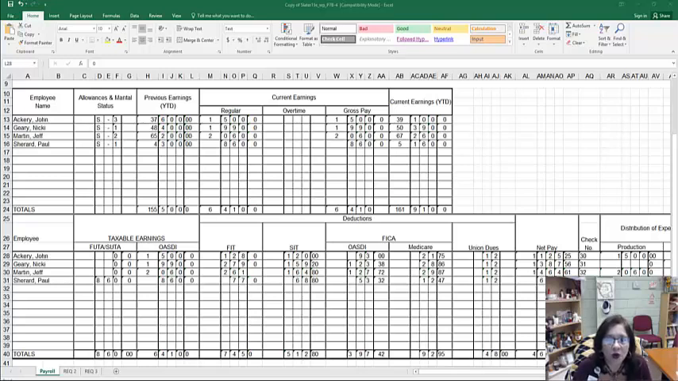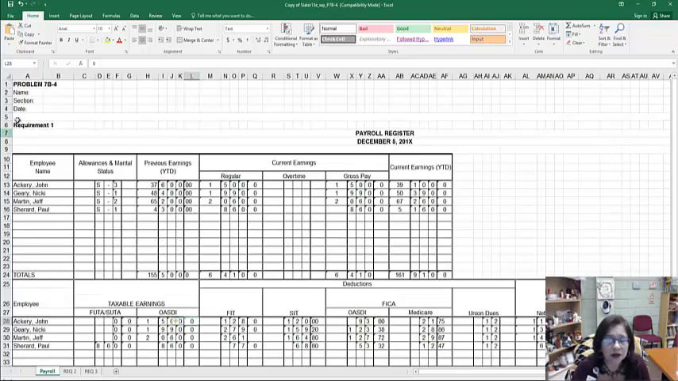Alrighty, here we are. We're going to be working on problem number B4 in your book, and it's found on page 272 toward the bottom. Now, one of the things that the book already gives you is the information concerning the payroll.